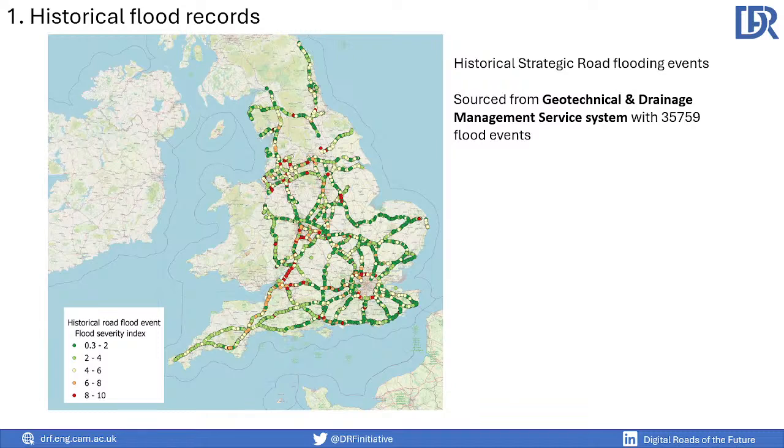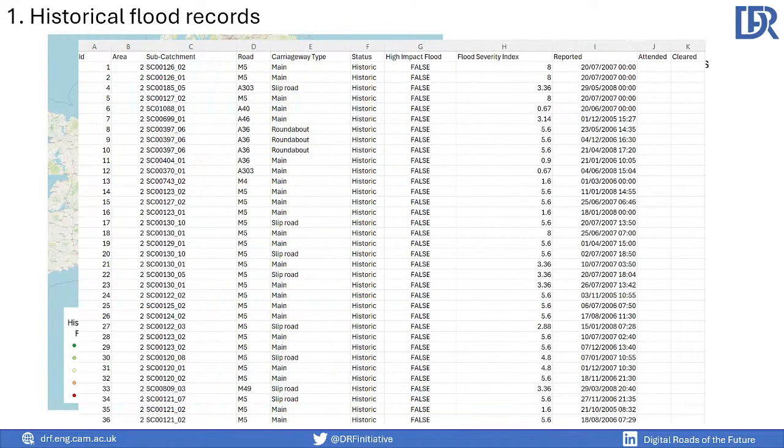First, I'd like to introduce the basic data that we use to do the prediction. This data is sourced from the Geotechnical and Drainage Management Service system from National Highways, with more than 35,000 historical flood events. These are the details of the data set. It recorded the location and the flood observation time, and it also tells us about the flood severity index. It quantifies the flood severity. I will talk about this index later.